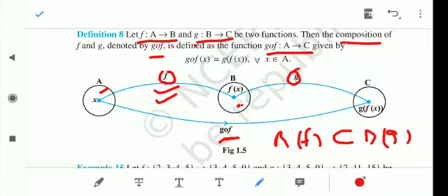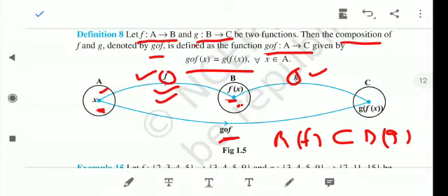And what is the way of defining it? gof(x) equals g of f(x) for all x belonging to A. You can see, if any element x belongs to the set A, then its image in B by the function f is f(x) in B. Now this f(x) lies in the domain of function g, and its image through the function g in set C is g(f(x)). So you can see gof(x) equals g of f(x) for all x belonging to A.